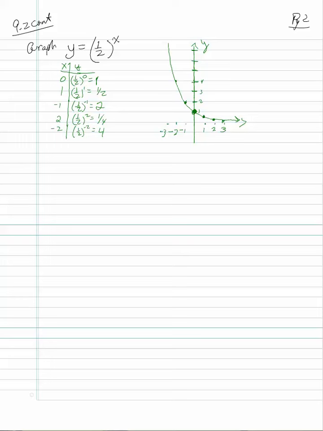Okay? So note, one-half to the x is equal to 2 to the negative 1 to the x, which is equal to 2 to the negative x, which flips it around the y-axis. Okay, so if a is between 0 and 1, it's going to have that same basic shape that we just drew there.